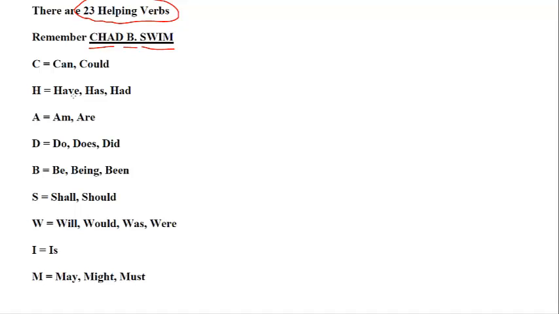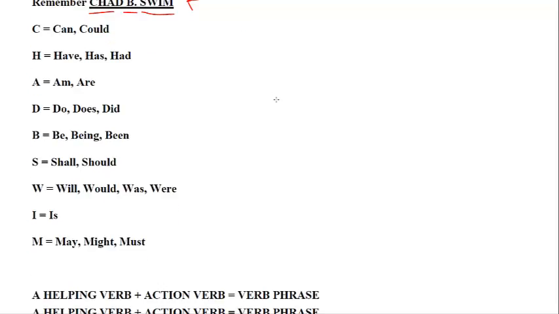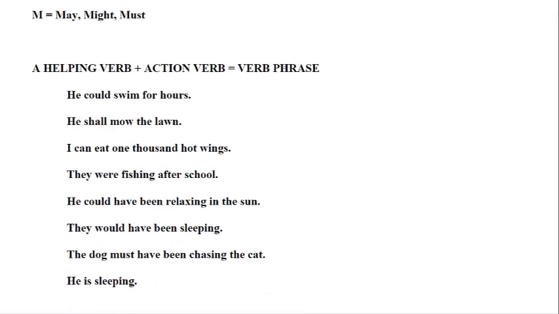Can, could, have, has, had, am, are, do, does, did, be, being, been, shall, should, will, would, was, were, is, may, might, must. 23 helping verbs. Chad, be, swim. All right. Verb phrase: action verb plus a helping verb. Okay?